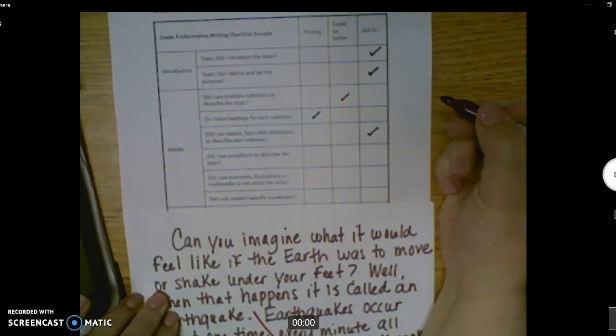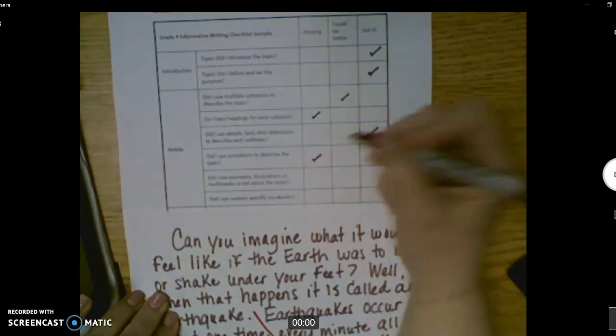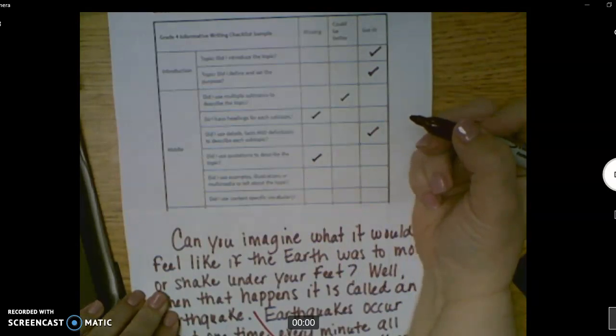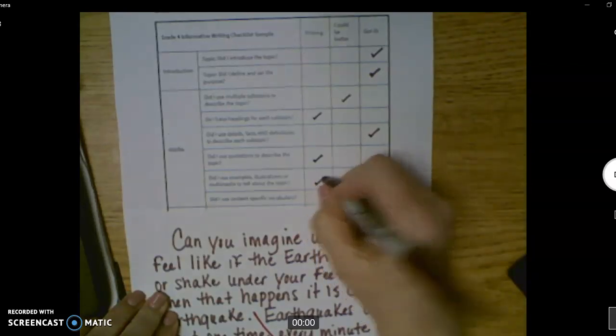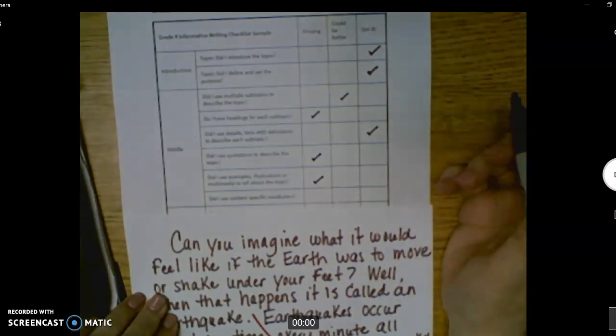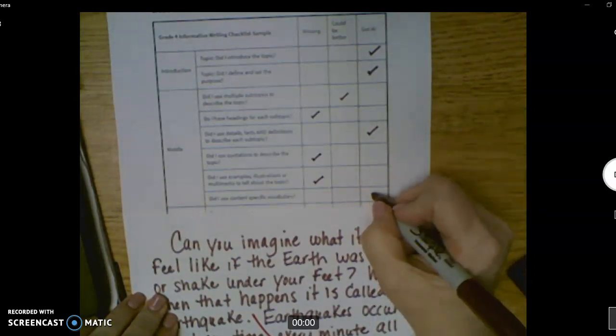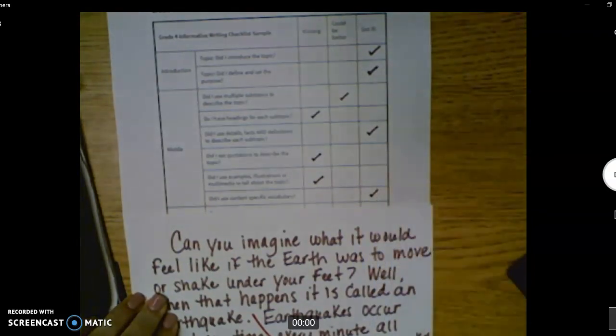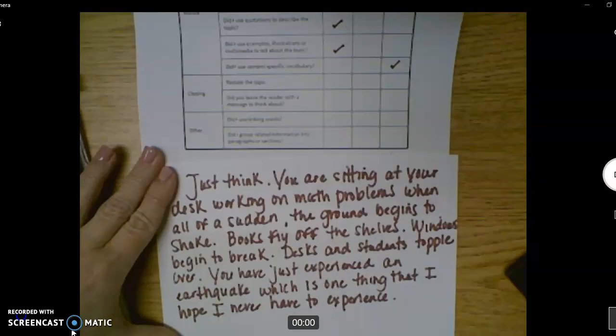Did I use quotations to describe the topic? No, that's missing. Did I use examples, illustrations, or multimedia to tell about the topic? No, I didn't. And did I use content-specific vocabulary? Yes, I did. I have crust, plates, faults, and I have a description of them bumping and dragging.